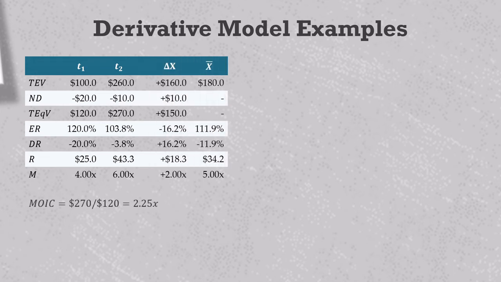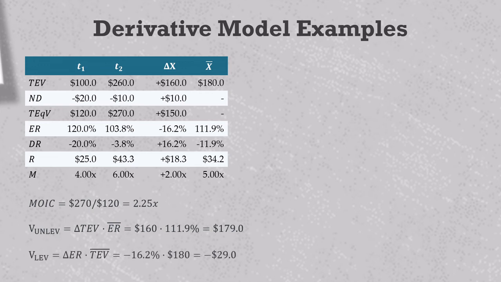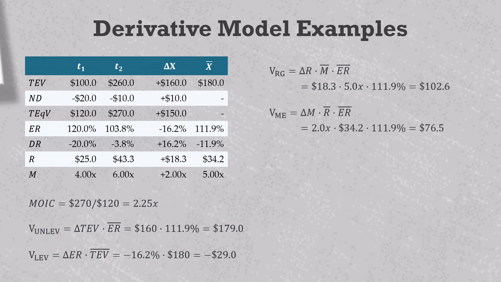Here are the deltas and averages. Now the equity ratio makes the unlevered return higher than the enterprise valuation change, and this is offset by a negative leverage effect of minus 29 million. Revenue growth is the product of the revenue change, average revenue multiple, and average equity ratio. And multiple expansion is the product of the valuation change, average revenue, and average equity ratio. Gearing is the $160 million enterprise value growth times the average debt ratio of negative 11.9%.